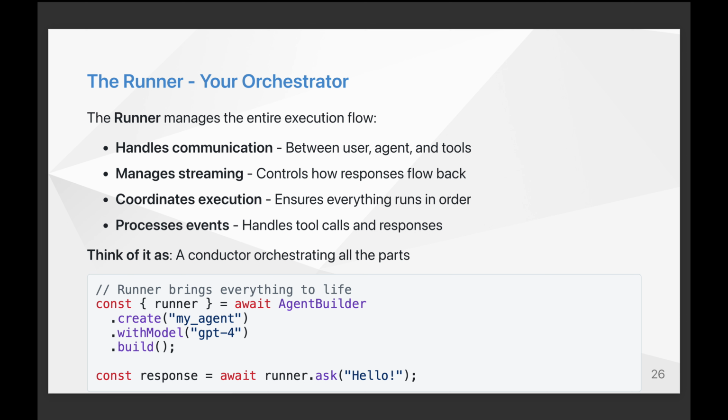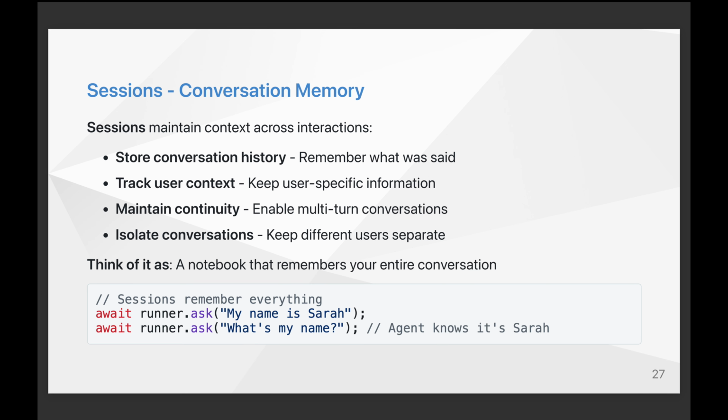The runner is your orchestrator. Think of it as a conductor leading an orchestra. It handles communication between the user, agent, and tools. It manages how responses stream back to the user, coordinates execution order, and processes all the events that happen during the conversation. The runner brings everything to life. Without it, your agent is just a configuration. The runner makes it interactive.